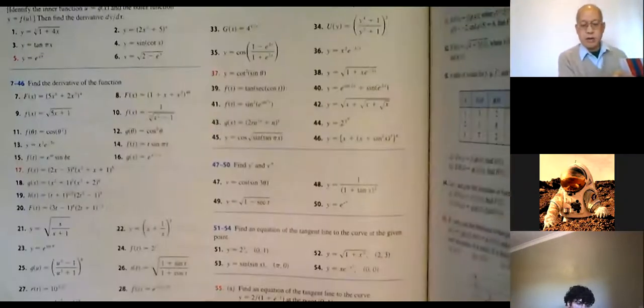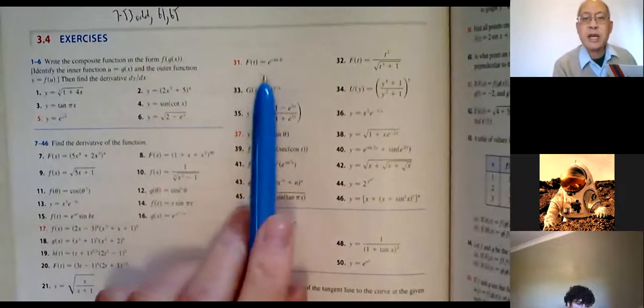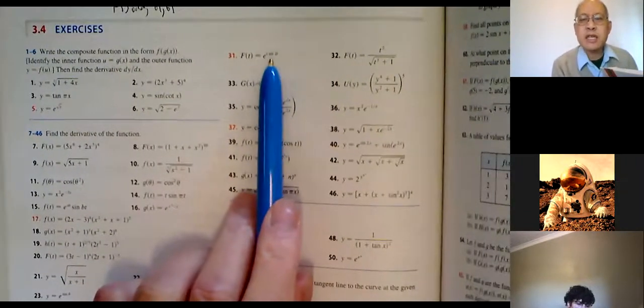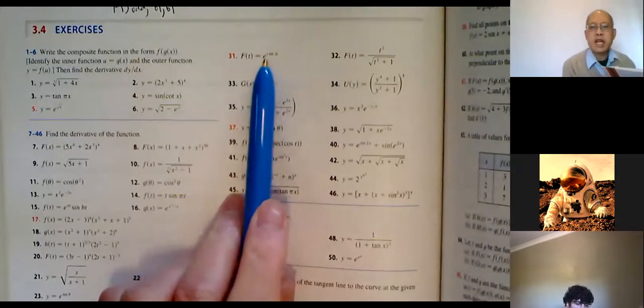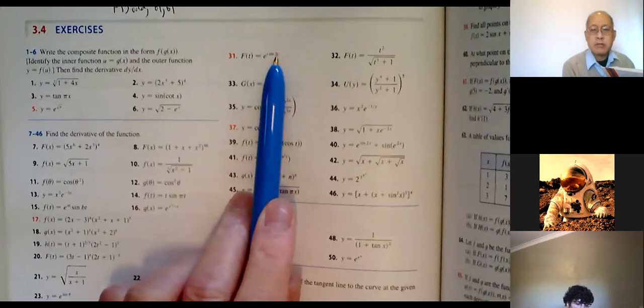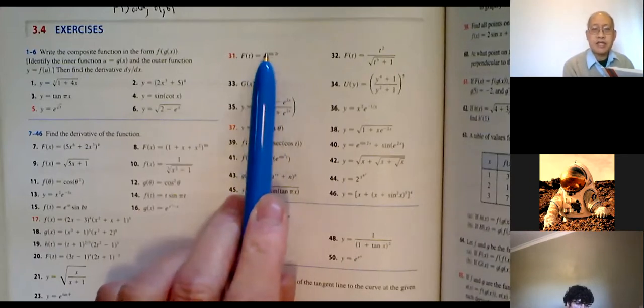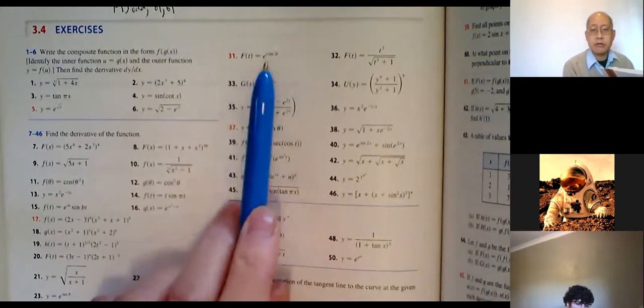Let me show you weird-looking stuff like 31. I was going to do that tomorrow. e to the t sine of 2t. If you can't read that, t sine 2t. So here's a chain rule, but inside the chain rule, there's a product rule and another chain rule. Because somewhere you have to differentiate t sine of 2t. So that's a product rule. There's going to be another chain rule there also.